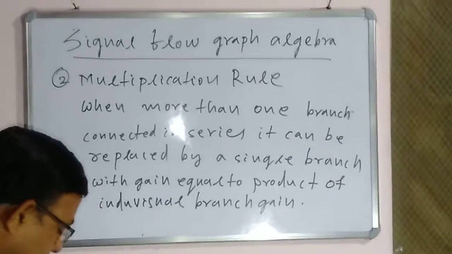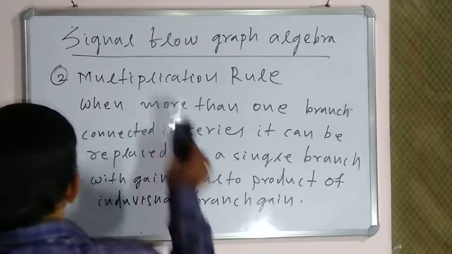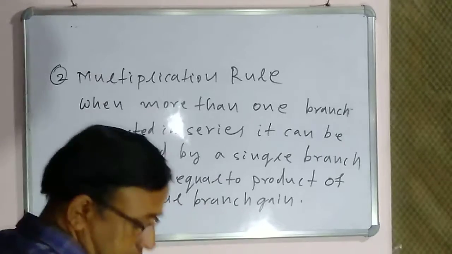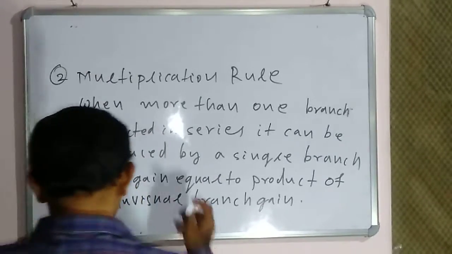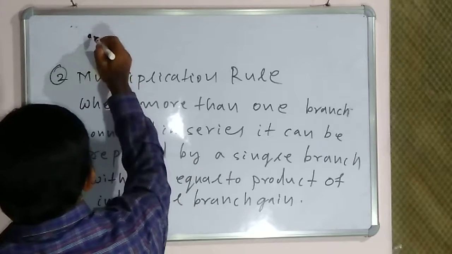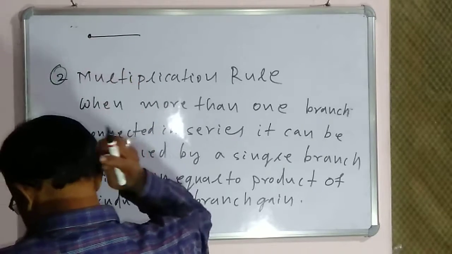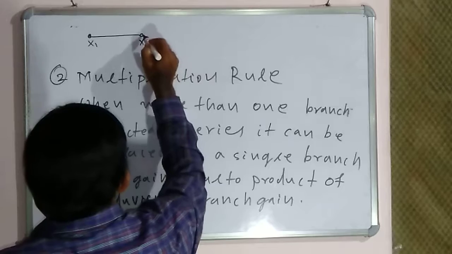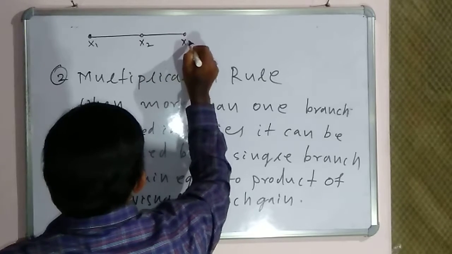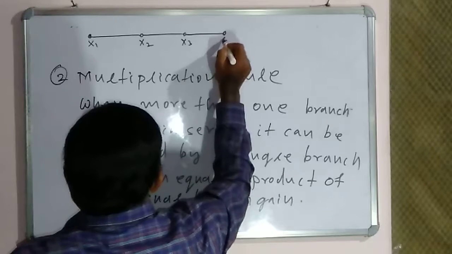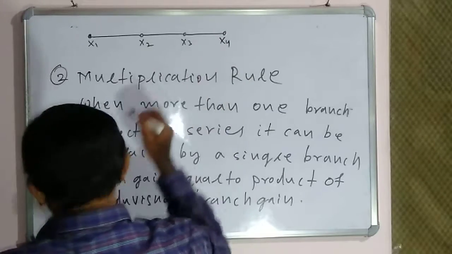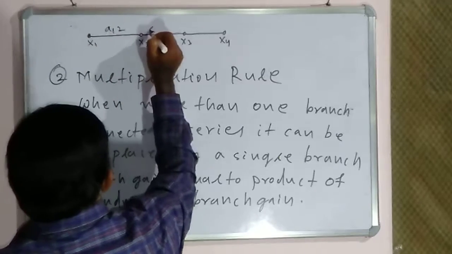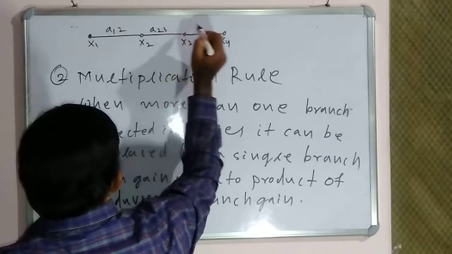To understand this, let us draw a signal flow graph which is connected in series. This is one signal flow graph. Let us assume that these nodes are x1, x2, x3 and x4, and the gains are a12, a23 and a34.